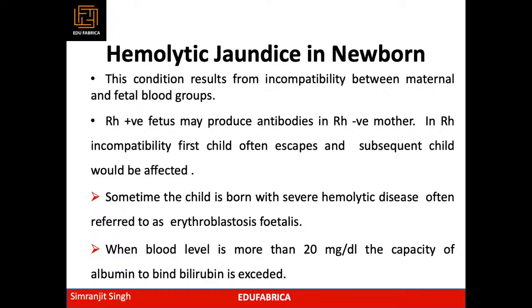Hemolytic jaundice in newborn. This condition results from the incompatibility between maternal and fetal blood groups. So a rhesus positive fetus may produce antibodies in a rhesus negative mother, and in rhesus incompatibility the first child often escapes, so subsequent children would be affected. Sometimes the child is born with severe hemolytic disease, often referred to as erythroblastosis fetalis. So when the blood level is more than 20 milligram per deciliter, the capacity of albumin to bind bilirubin is exceeded.